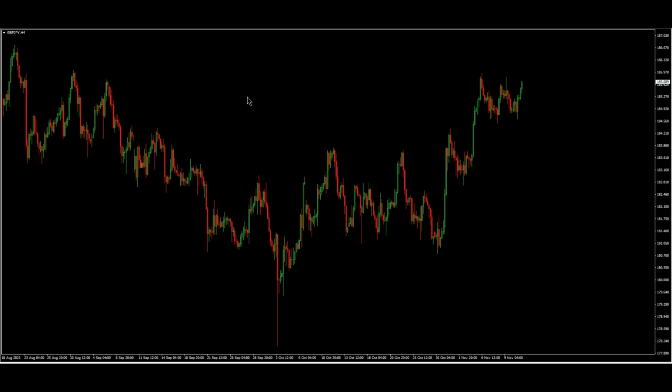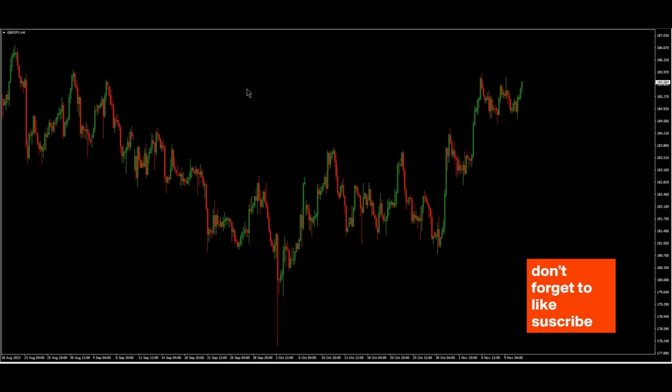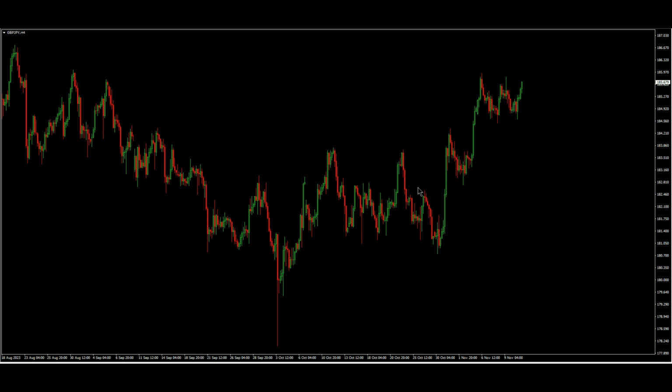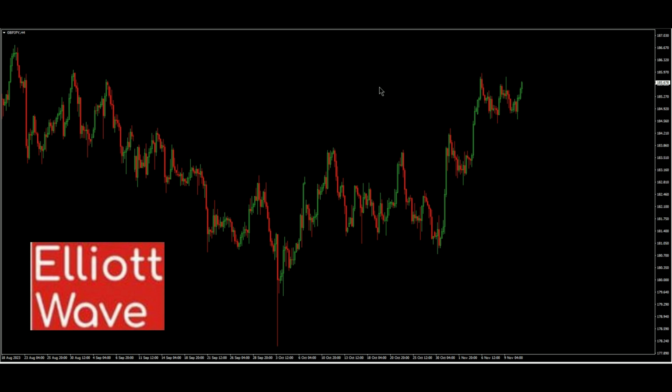Today we have the British pound Japanese yen 240-minute chart, and I want to show you this Elliott wave here, and let's start. This is 1 or A, 2 or B, because we don't know if this is ABC or a trend.